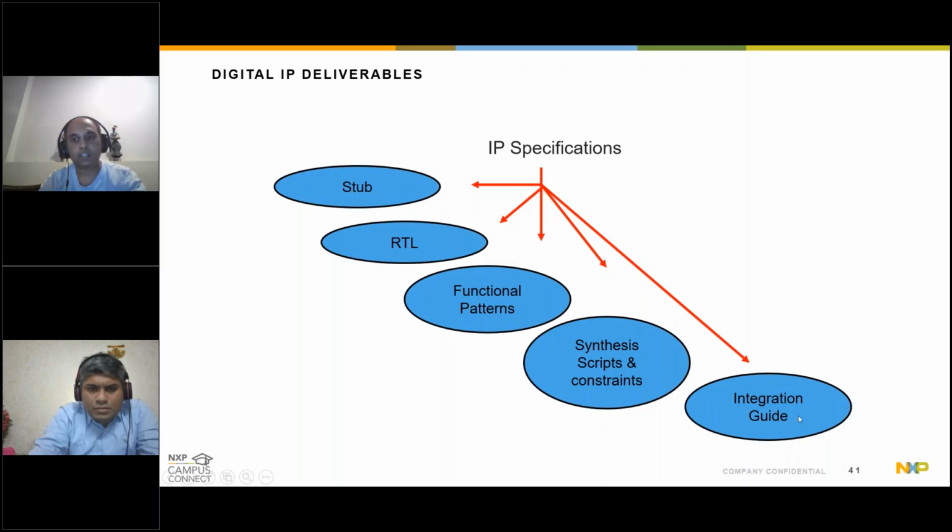And last but not the least is the integration guide, which is supporting documentation that will help the SOC person integrate the IPs in his own way.